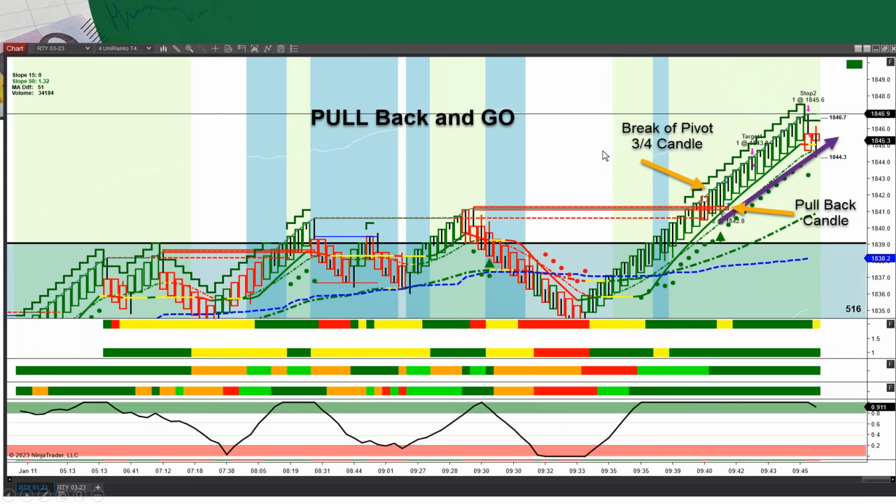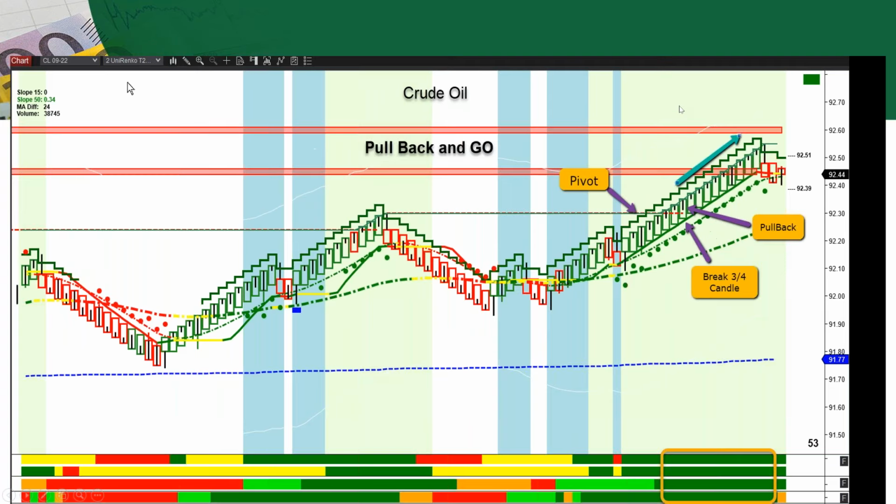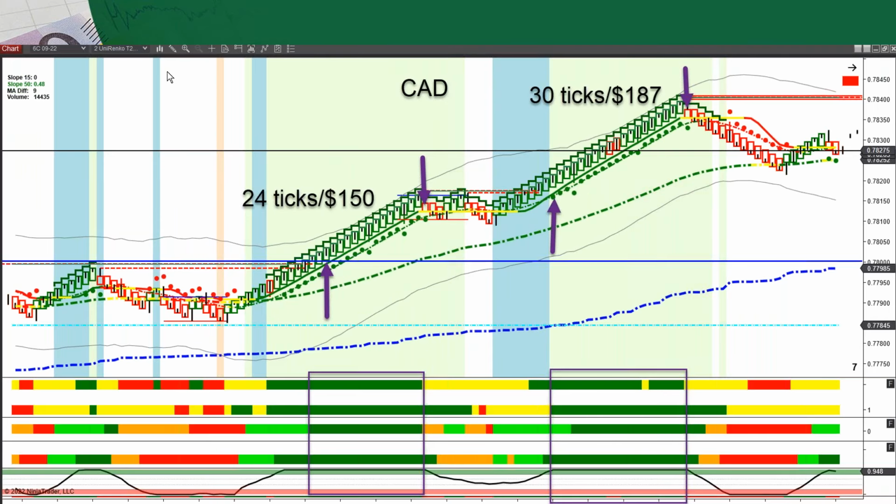Okay, so here's another one. Here's one on RTY: broke the pivot, 3/4 of bar, got the pullback, first profit target, second profit target. Here's another one on crude oil. Here's two of them on the Canadian dollar.